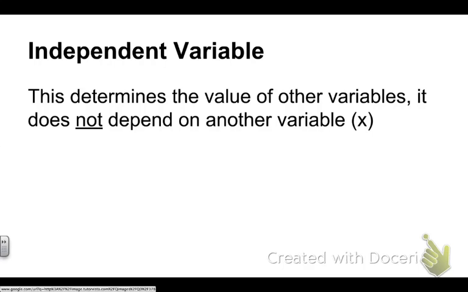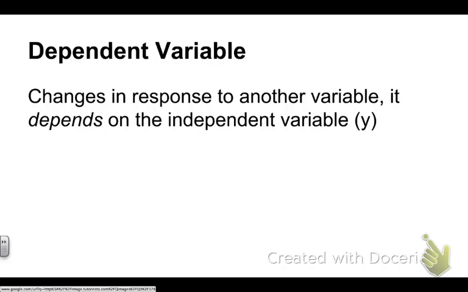So very first thing is an independent variable. This determines the value of other variables. It does not depend on another variable. So it's your x. We're going to be graphing a lot, and it is your x. The x variable doesn't depend on anything. It can stand on its own. So one thing is time. Time is almost always going to be on your x axis, all right? You don't need anything else to determine time. Time just happens.